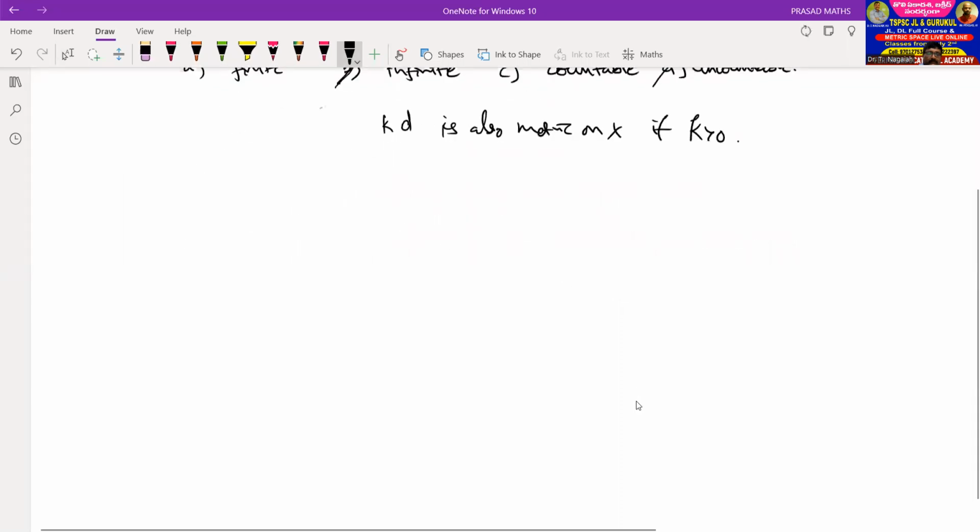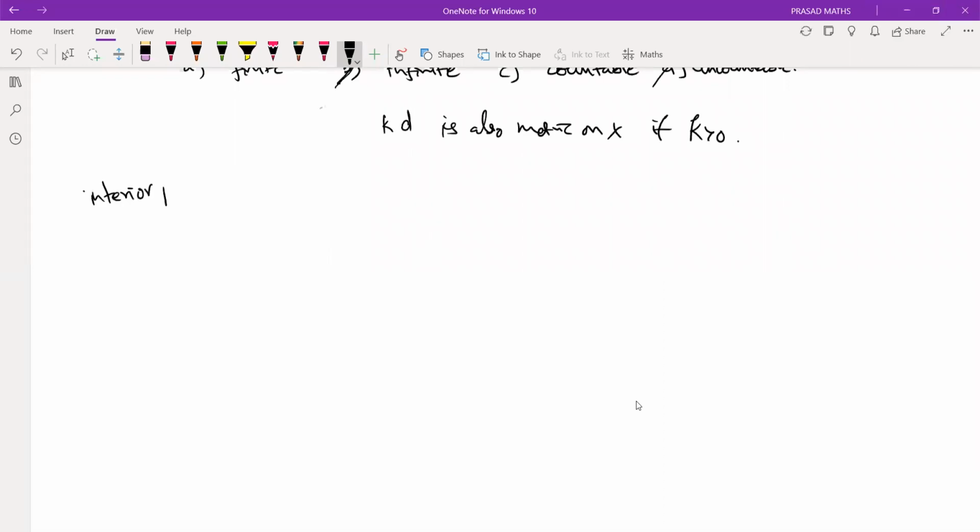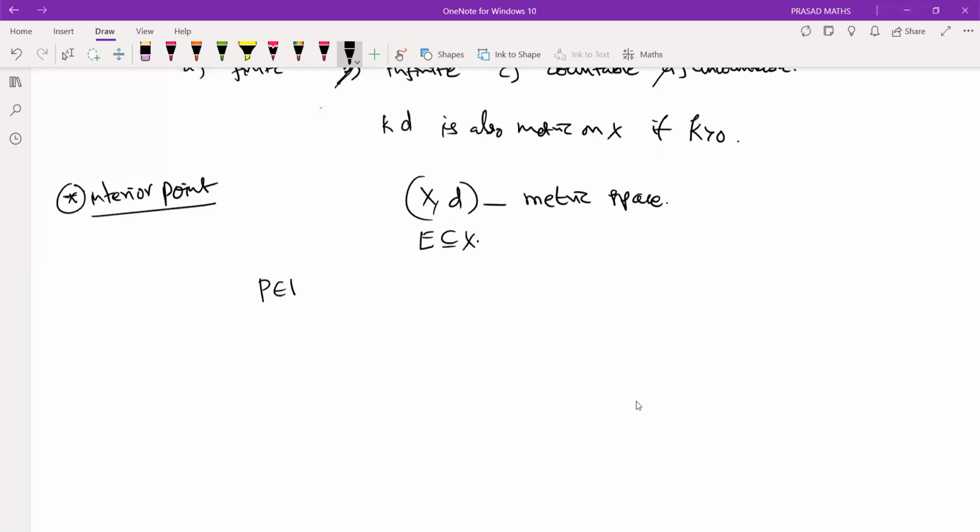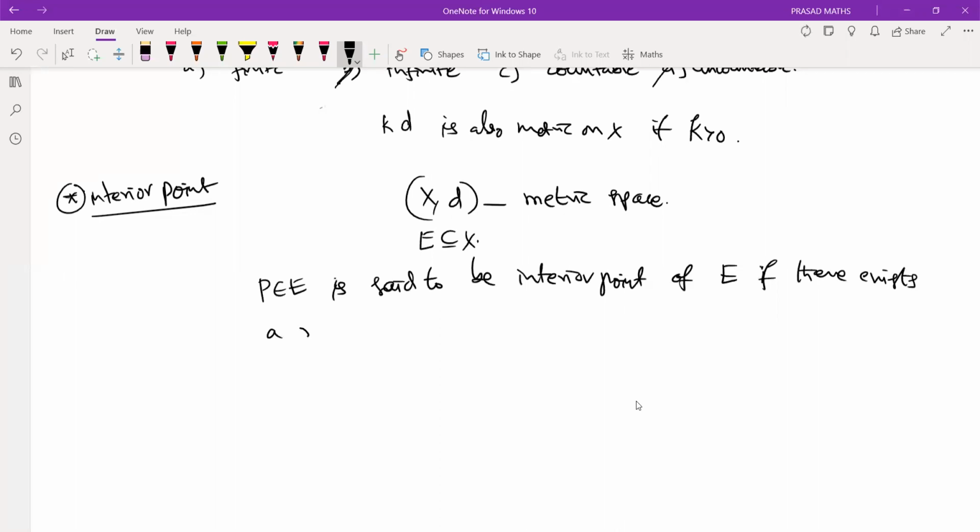So next is interior point. Start with a metric space again, and you start with a set which is a subset of X. A point that you started with, which is in E, is said to be an interior point of E if there exists a neighborhood, at least one neighborhood, centered at P with radius R, that is contained in E.